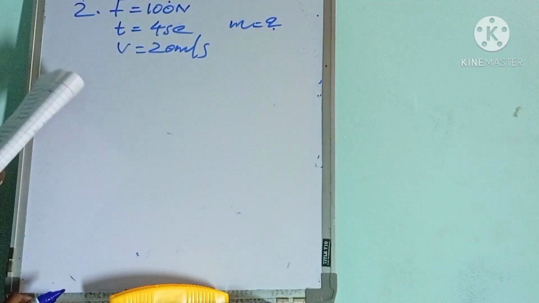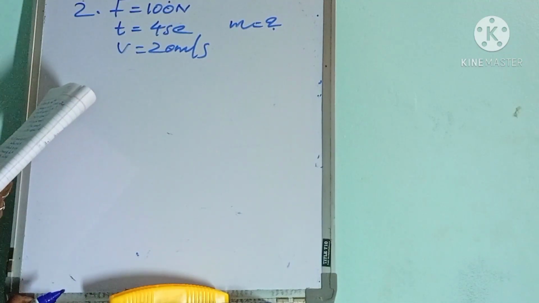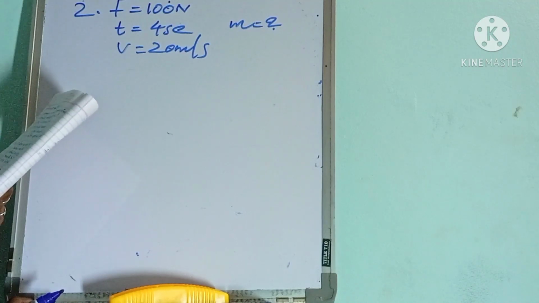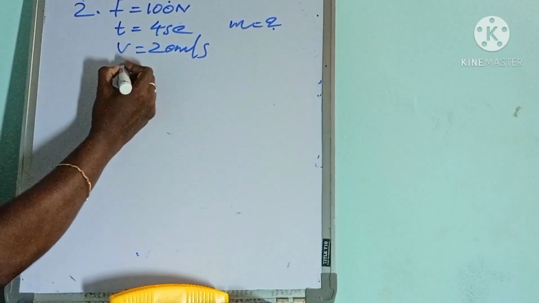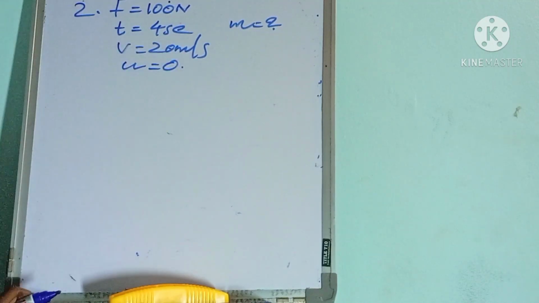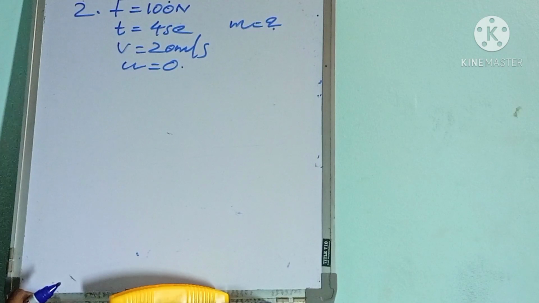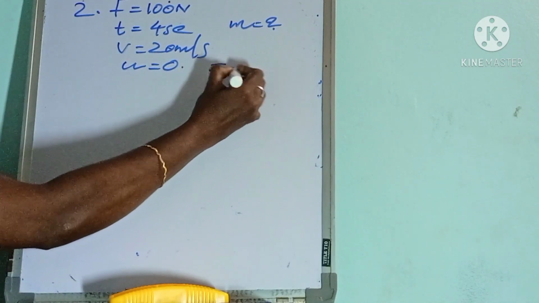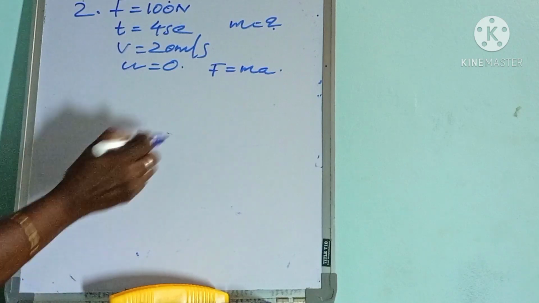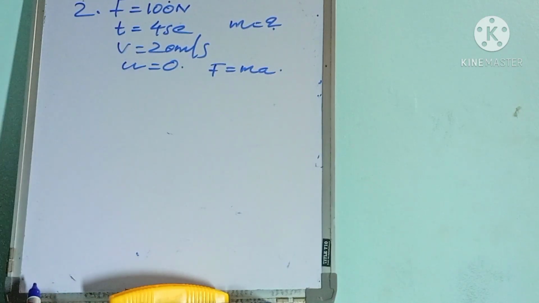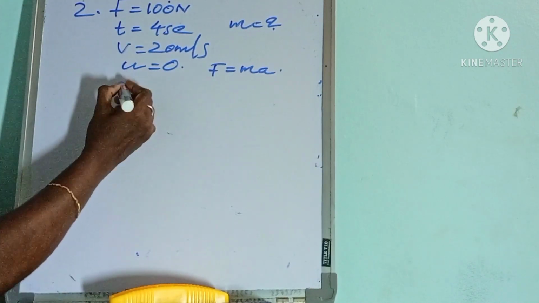We have to find the mass m, and also in the question it is given that the body was initially at rest. So the initial velocity u is equal to 0. We have to find the mass of the body. Then how can we find the mass? You know the equation F is equal to m into a. From this we can calculate m as F by a. But the acceleration a is not given. So first we have to find the acceleration a.